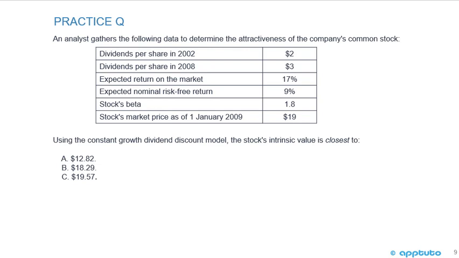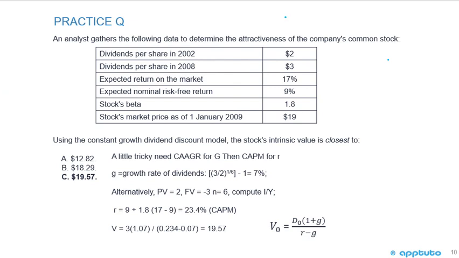So using the constant growth dividend discount model, the stock's intrinsic value is closest to A, $12.82, B, $18.29, or C, $19.57. Okay, this is a nice little question because, again, it brings in a new sort of trick that you need to do in terms of a calculation. And in this case, we need to calculate G, all right? There's a little trick to it.